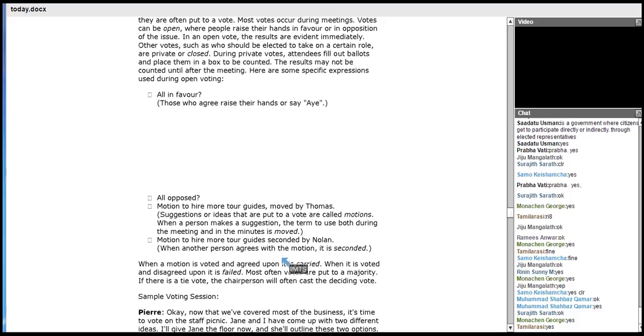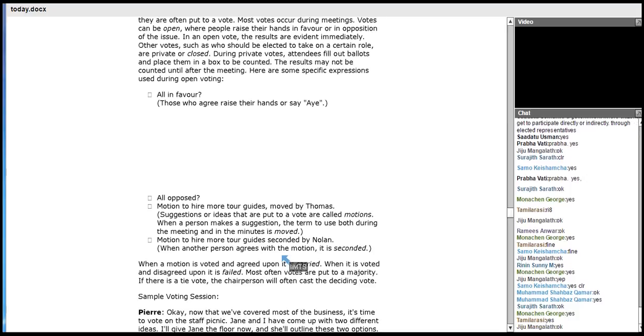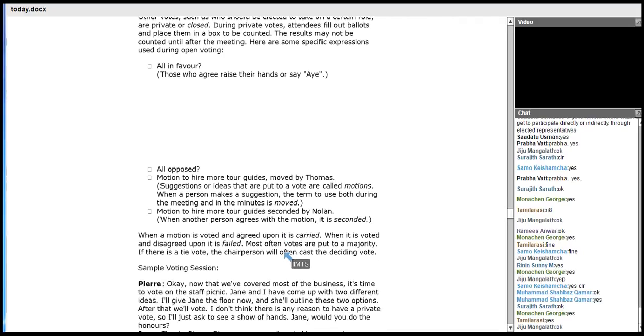Motion to hire more tour guides, seconded by no one. And see, when someone agrees with the motion, okay? Agrees with the suggestion, then it is seconded. When a motion is voted and agreed upon, it is carried. Fine? Suppose some motion is subjected to voting. If it is agreed upon by everyone, then it is carried, and if it is not, then it is failed. And when another person agrees with the motion, it is seconded.